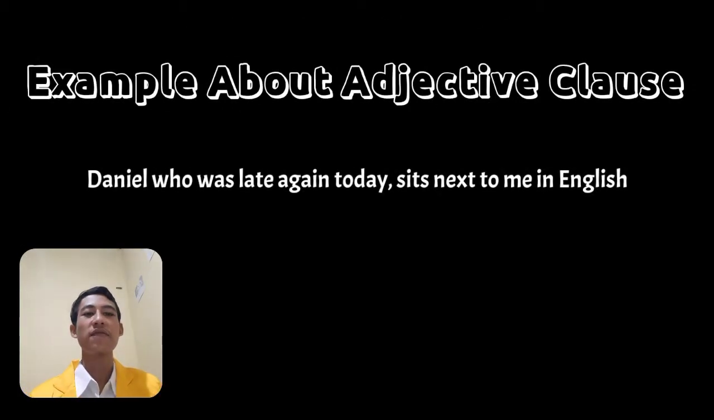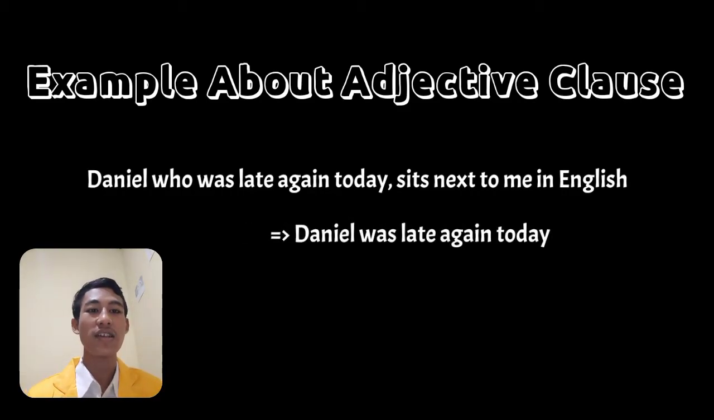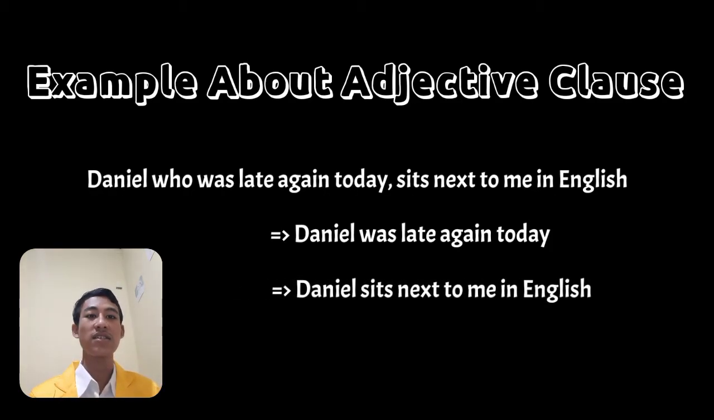Next, I will give you one example about adjective clause. Example: Daniel, who was late again today, sits next to me in English. The example consists of two clauses. One clause is called main clause, that is, Daniel sits next to me in English. And the other clause is called subclause, that is, Daniel was late again today.